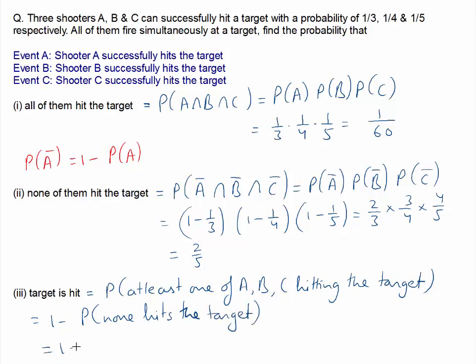So that would be equal to 1 minus P of A complement intersection B complement intersection C complement. So that is 1 minus, this is the same as the second part, so 1 minus 2 by 5, so the answer is 3 by 5, which is the required probability.